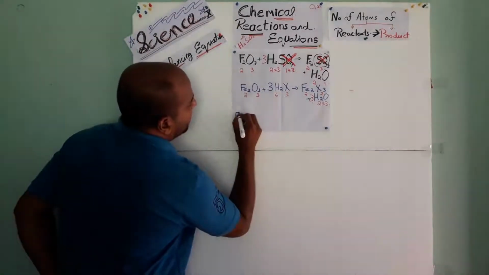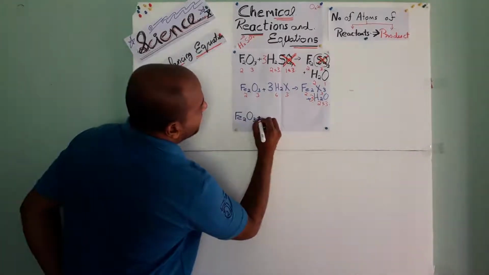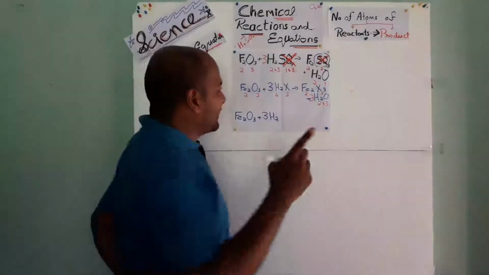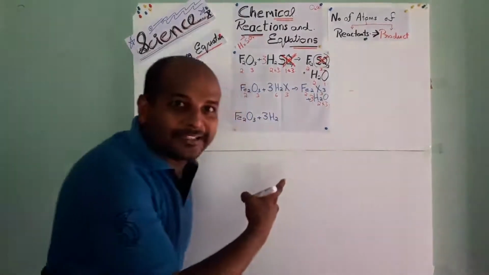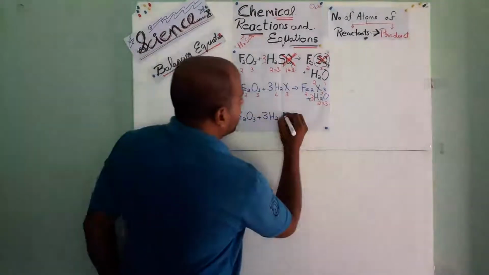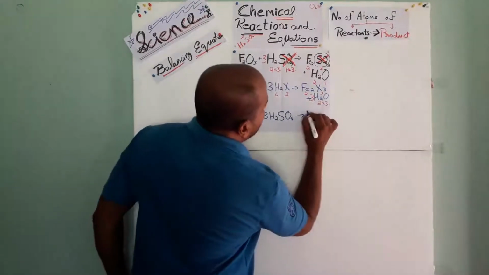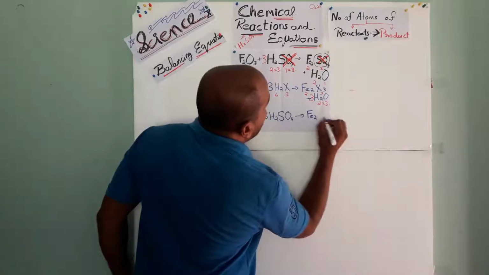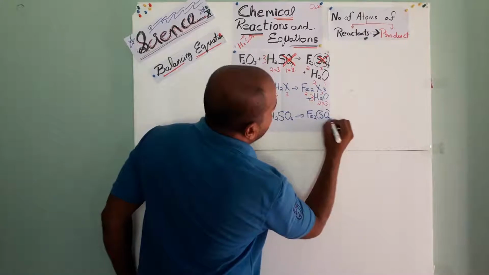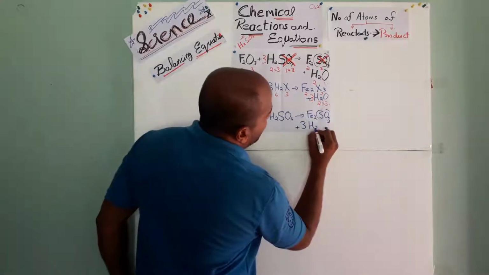How many? Fe2O3 plus 3H2. Listen here. And finally, you cannot write it as X. We need to substitute the value of X as SO4. SO4 will give what? Fe2(SO4)3 plus how many? 3H2O.